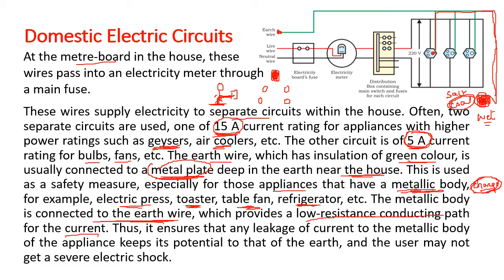So a low resistance means what? The current chooses the path of low resistance. So this earthing wire will take all the extra charge and take it to the earth and protect us. So any leakage of current to the metallic body of the appliance gives potential to that of the earth, and the user will not get an electric shock.